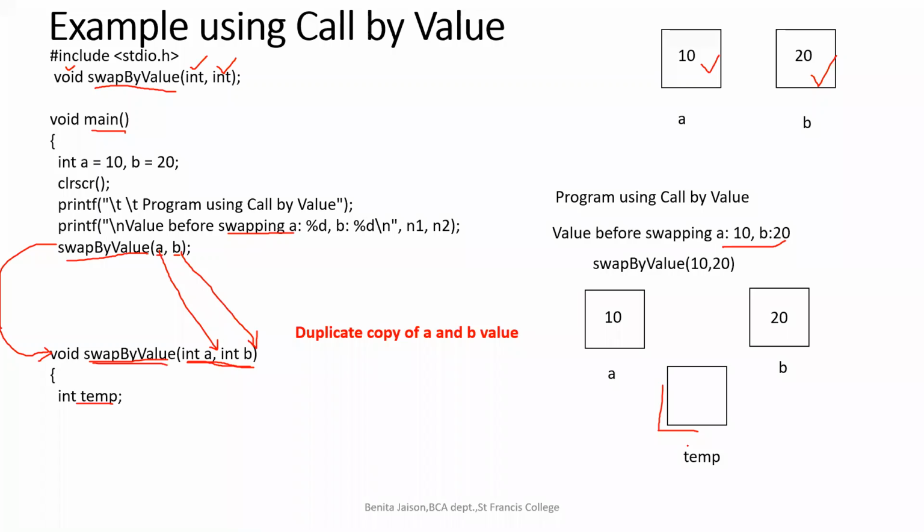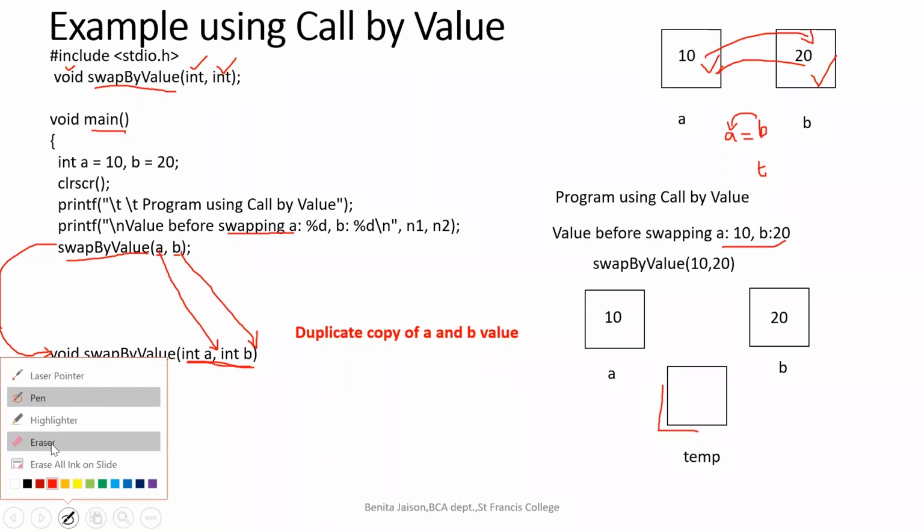What is the meaning of swapping of values? Can anyone tell? If I want to swap the values of a and b, it is interchanging the values. You know that a will be assigned 20 and b will be assigned 10. But if you just assign a equal to b, what will happen? A equal to b means we are assigning the value of b to a, so it will overwrite the value of a. Understood? So what we have to do is keep a temporary variable.